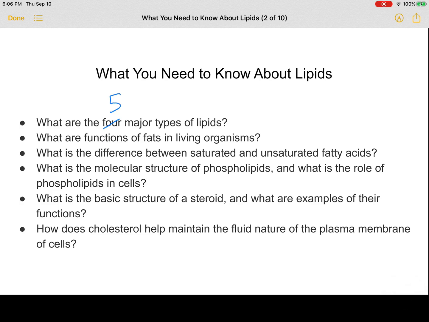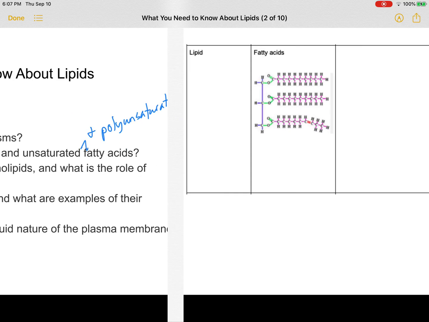The functions of fats for organisms. We're going to talk about what's the difference when you hear saturated, unsaturated, and even polyunsaturated. We're also going to look at what phospholipids are and their role in all cells. All cells have phospholipids. And what steroids are. They may not be what you think they are. And then what cholesterol is.